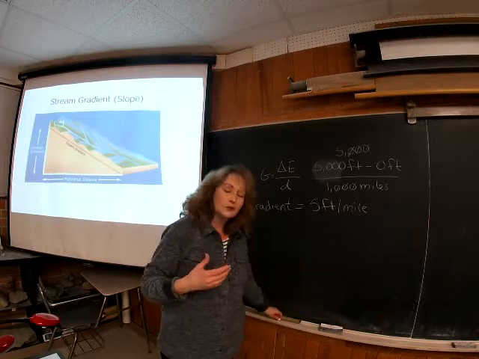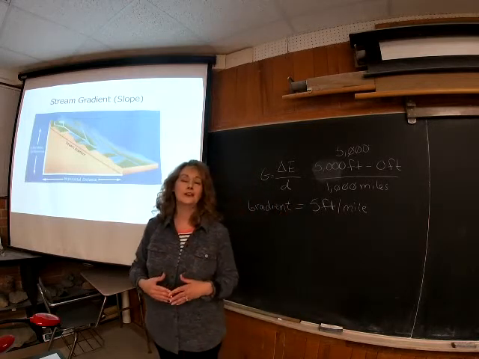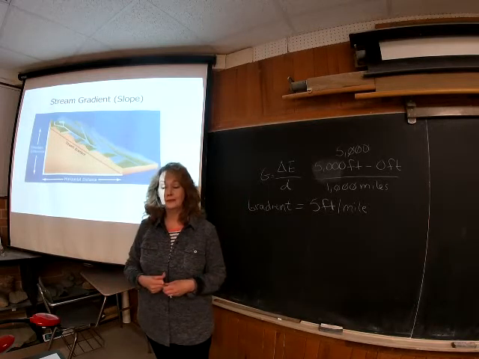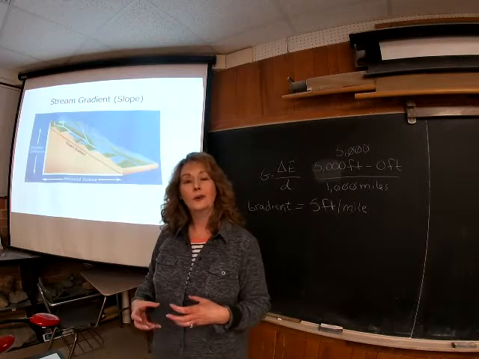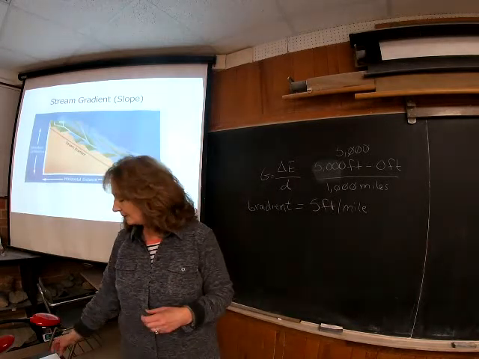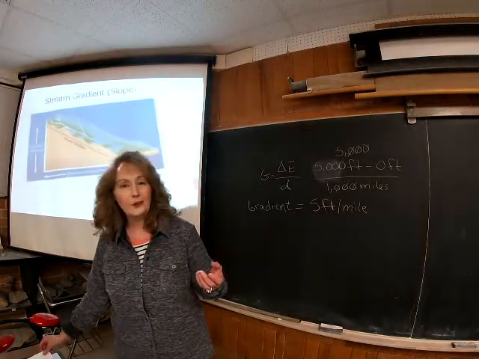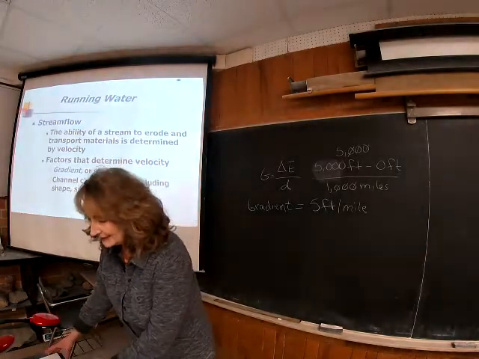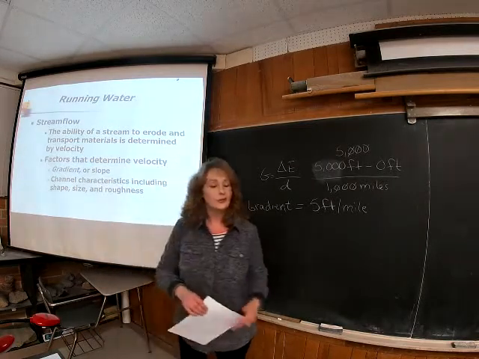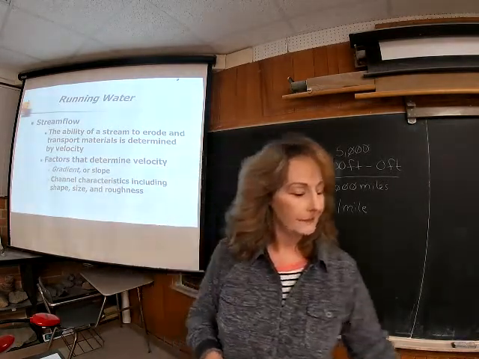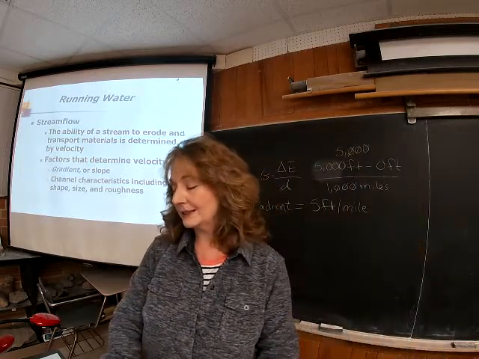And so the stream gradient, that change in elevation over a particular unit of distance, is going to affect the speed of your stream flow. And so, of course, a steeper, higher gradient is going to give you a faster velocity. So the gradient or the slope is one of the factors that can determine the velocity.